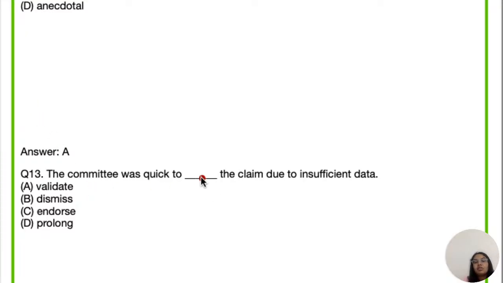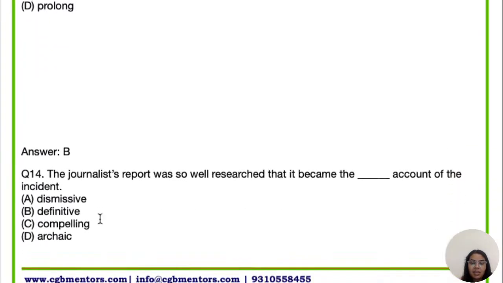The committee was quick to dash the claim due to insufficient data. What would a committee do? Dismiss. Why? To endorse, support, validate. Now, prolong claim को prolong नहीं करा जाएगा. So, dismiss is the only word that makes sense here.